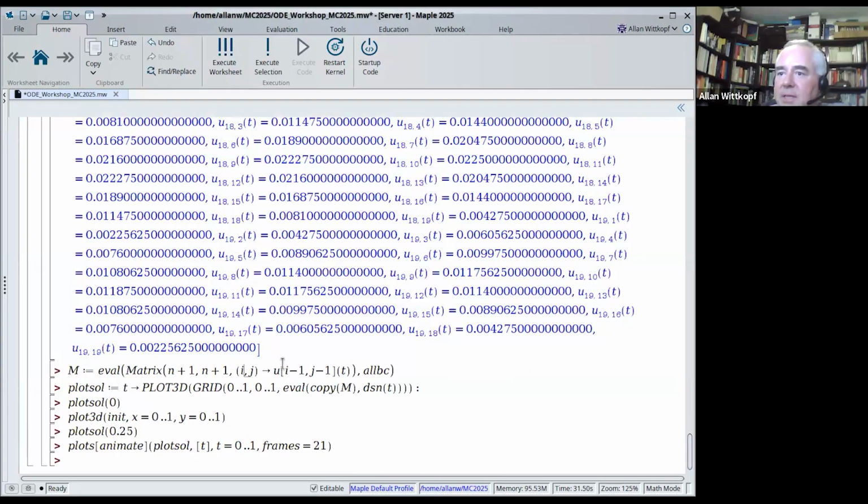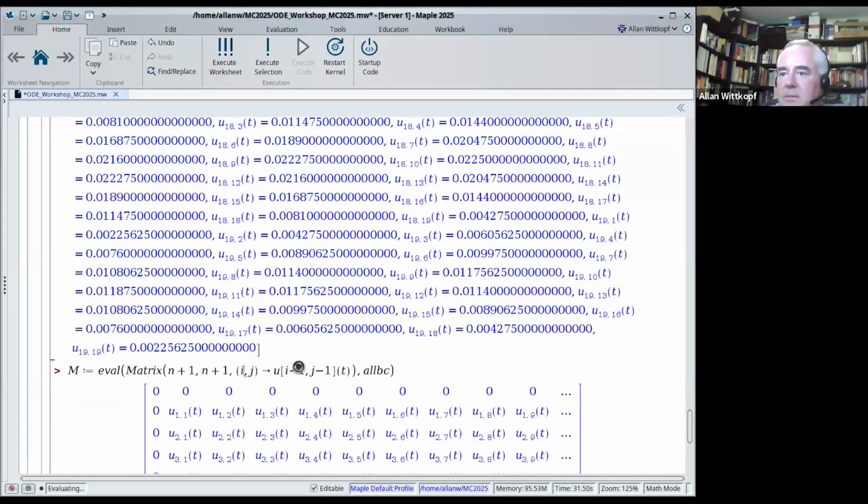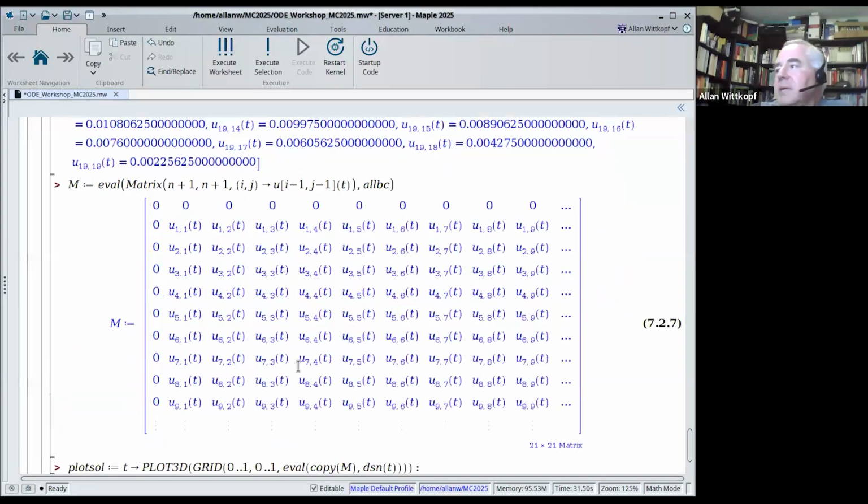So I'm going to create a matrix here. And this matrix is quite simply just the values on the grid. And I've simplified it by setting the boundary condition values in advance. So I got my M.